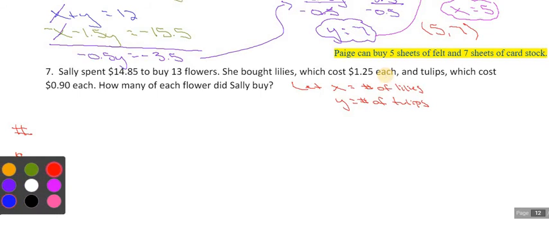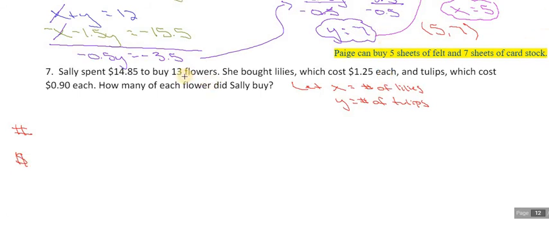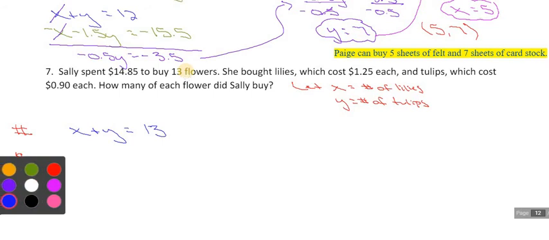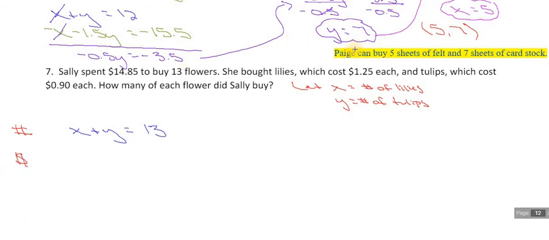In terms of quantity, she's buying 13 flowers. So if she adds the number of lilies and the number of tulips, it needs to equal 13. So this is going to be x plus y equals 13. In terms of the money piece, well, what's the price of each?